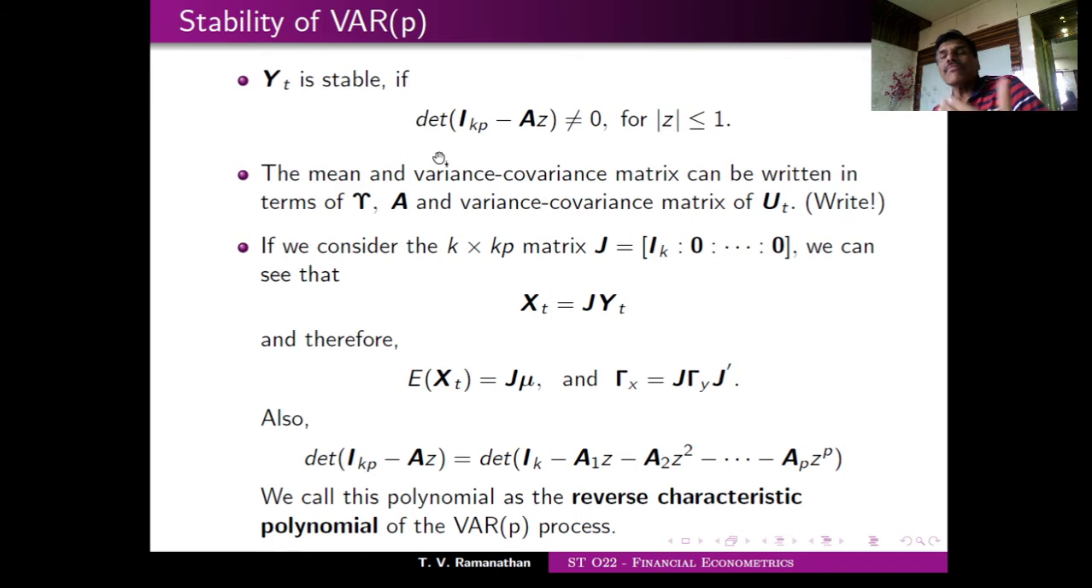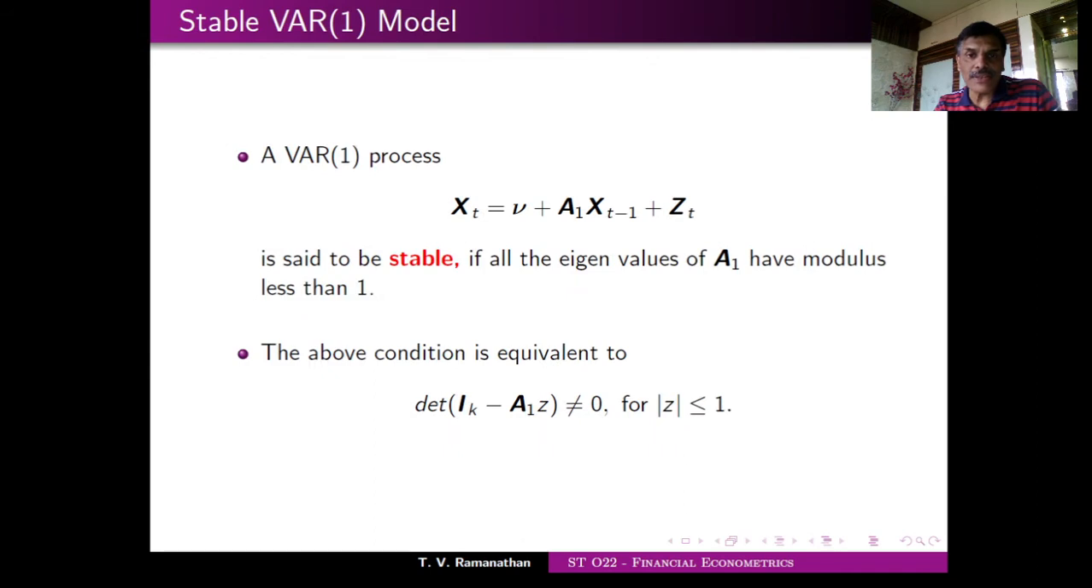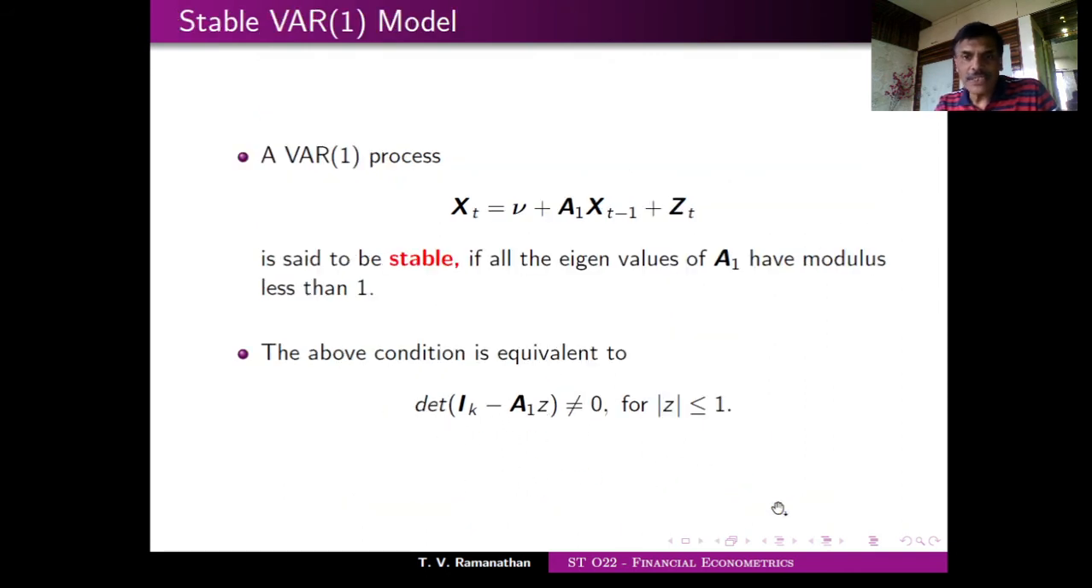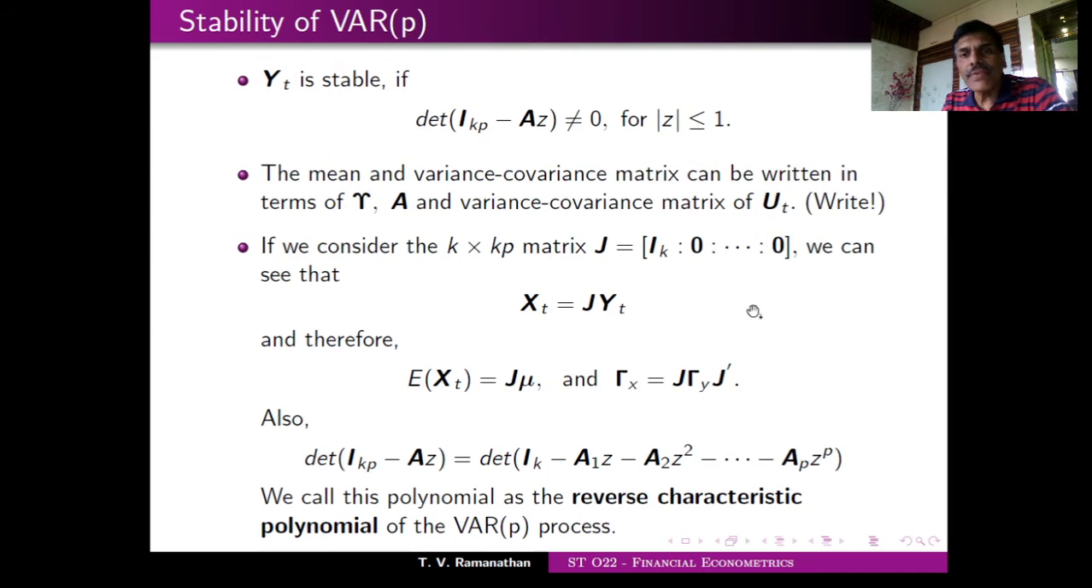Now you can get the mean and variance of x_t in terms of y_t, because we already obtained the mean and variance of VAR(1). This is the mean of VAR(1), this is the variance-covariance matrix of VAR(1). So I'll be able to now find the mean and variance-covariance matrix of VAR(p) in terms of the new VAR(1) that we have written. Okay, so how can that be done? That's pretty simple, because this x_t is equal to J times y_t, where y_t is VAR(1), x_t is VAR(p).